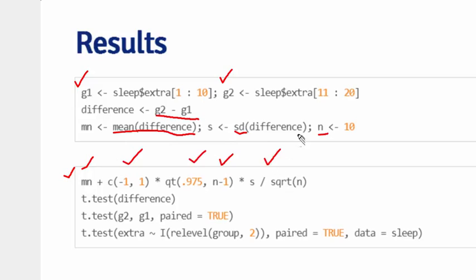Of course, we don't want to do this every time, so we can just use the function t.test of difference, where we pass it the 2 vectors and give it the argument paired equals true. Or you can actually give it a form of model statement where you say outcome extra is a function of the group, where paired equals true, evaluated for the data frame sleep.